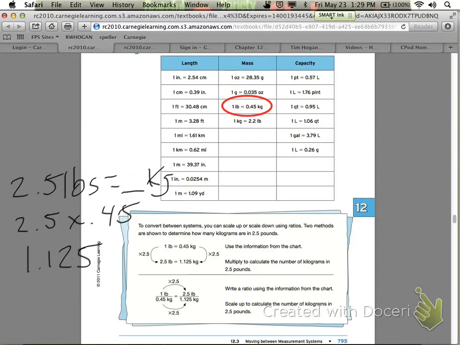If you are more comfortable scaling up, or if you would just like to continue to use the same steps like we have been with the customary and metric system, feel free to use whichever method that you like the best.